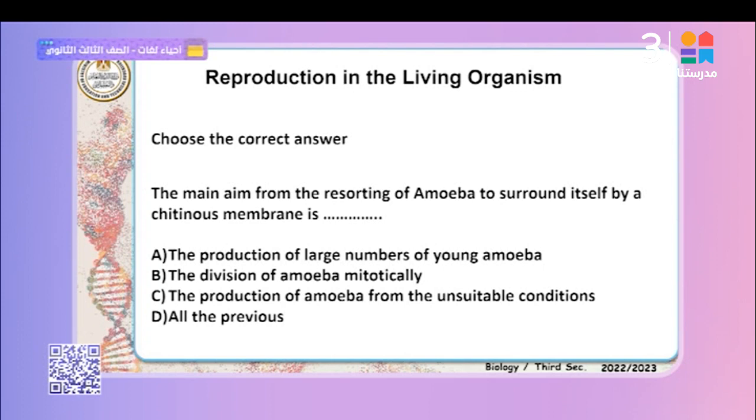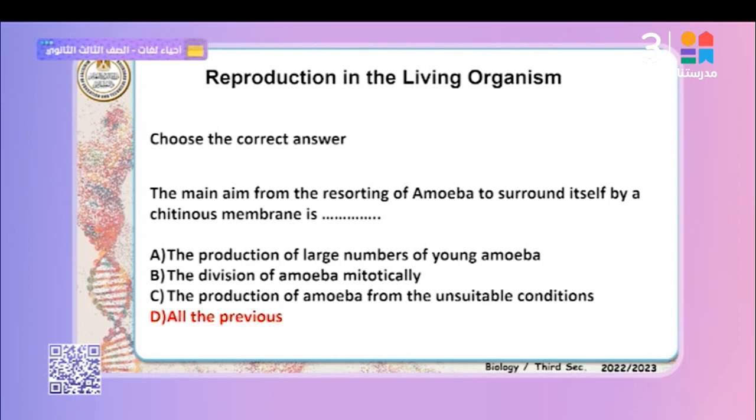Choose the correct answer. The main aim of the amoeba resorting to surrounding itself by a cutaneous membrane is the production of a large number of young amoeba, dividing mitotically, or producing amoeba from unsuitable conditions. That means the best answer is all the previous. Okay. Pay attention please, dear student. Now we are going to focus on and make a summary or abstract of this lesson through the light board. Okay, follow me.